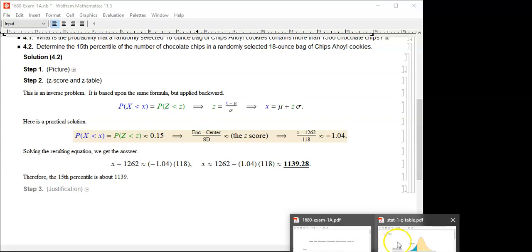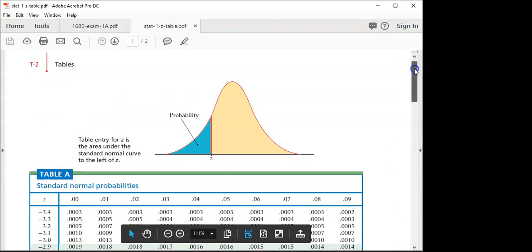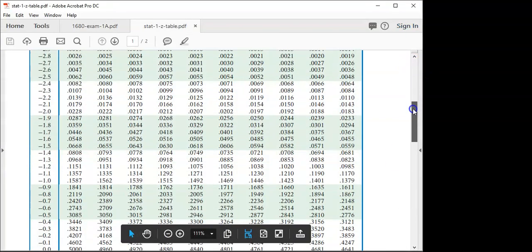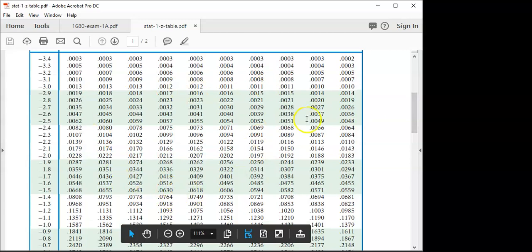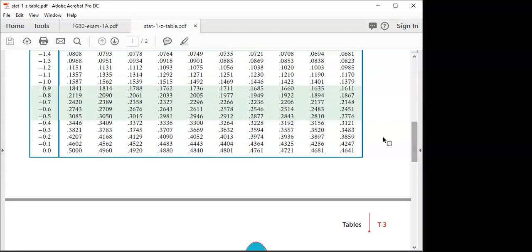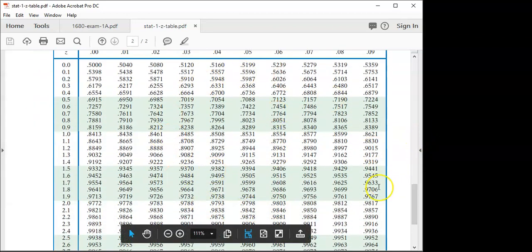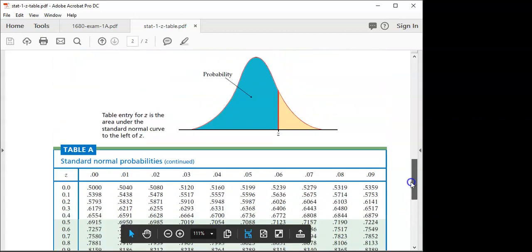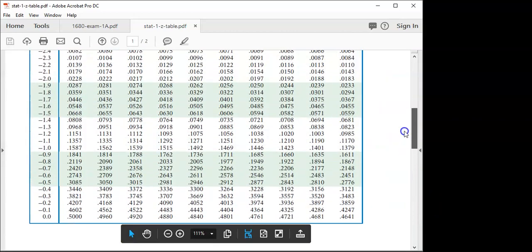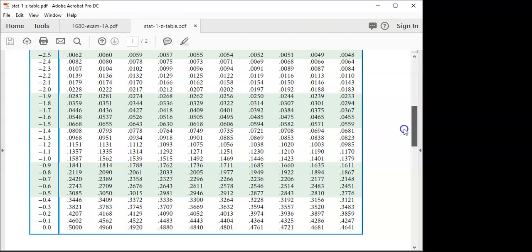Let's go to our z table. And where is the 15th percentile? Let's check. You see, all these numbers here are probabilities. So we have to find something that is closest to 15%. The first page has all those less than 50%. Second page, all those bigger than 50%. 15% is 0.15, so it should be in this first page.